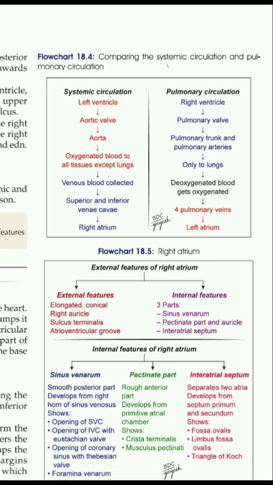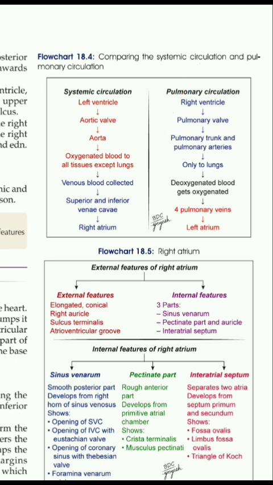If we compare systemic circulation and pulmonary circulation, in systemic circulation the blood flows from the left ventricle through the aortic valve and aorta, carrying oxygenated blood to all tissues except the lungs. Venous blood is collected by the superior and inferior vena cava, and all the blood accumulates in the right atrium.